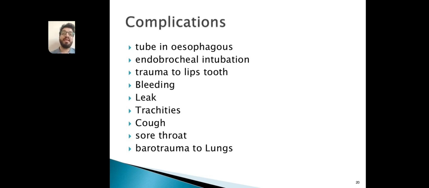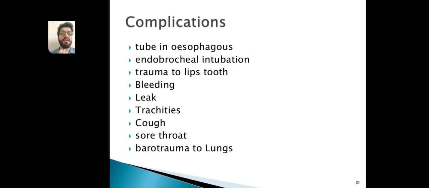There can be bleeding, which is mostly because of the tip of the laryngoscope, because the laryngoscope is a metallic thing and that can cause trauma. Also there can be a leak, which happens when we intubate the patient and the tube is inside the trachea, and when we inflate the cuff it is not covering the trachea properly. There can be tracheitis. Tracheitis is a condition where there is inflammation of the trachea. This will be because of the continuous pressure of the endotracheal tube on the trachea.